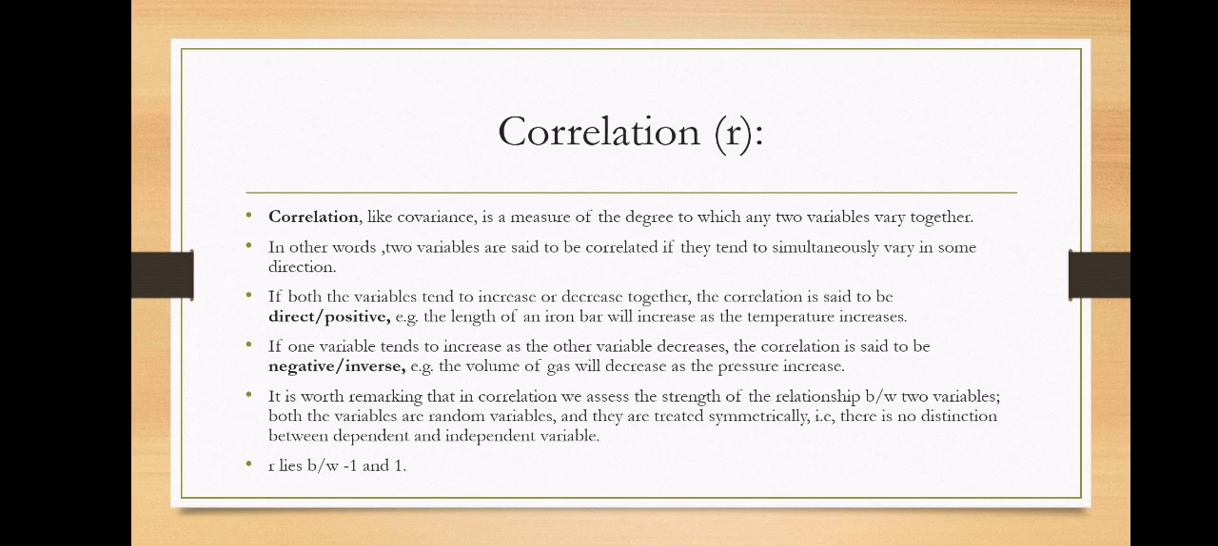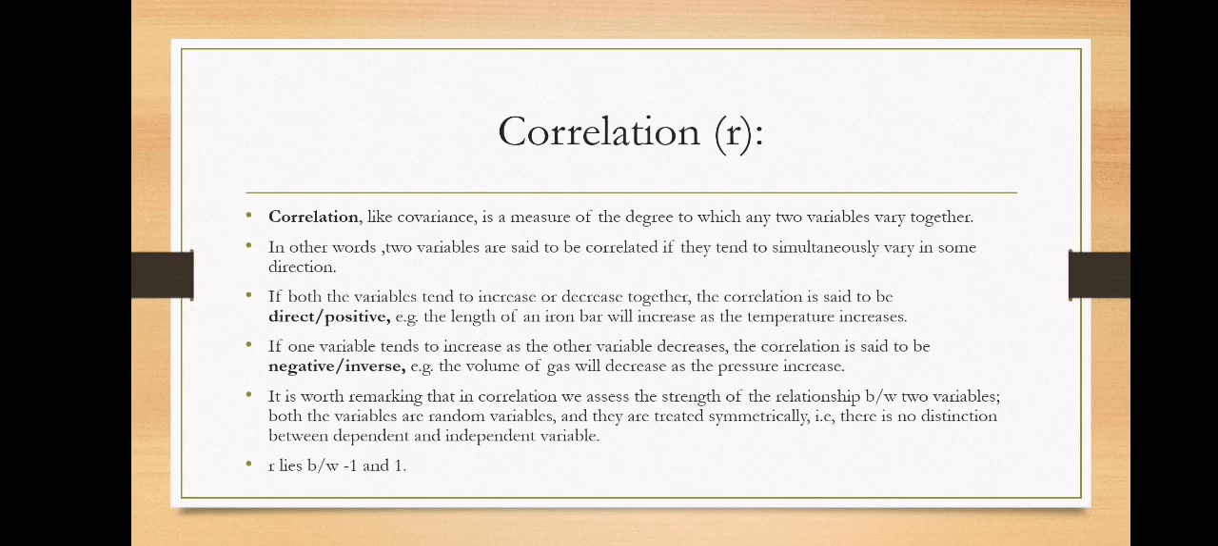So the next topic is correlation, which is denoted by R. Correlation, like covariance, is a measure of the degree to which any two variables vary together. In other words, two variables are said to be correlated if they tend to simultaneously vary in some direction. If both variables tend to increase or decrease together, the correlation is said to be direct or positive. For example, the length of an iron bar will increase as the temperature increases. If one variable tends to increase as the other variable decreases, the correlation is said to be negative or inverse. For example, the volume of gas will decrease as the pressure increases.